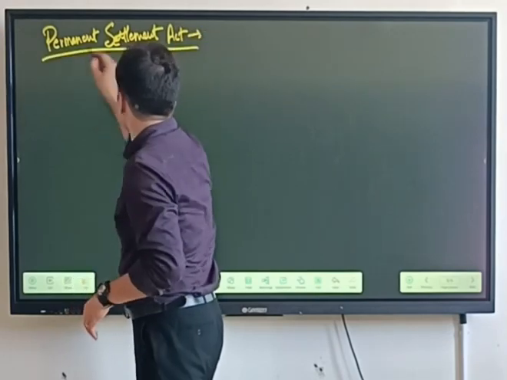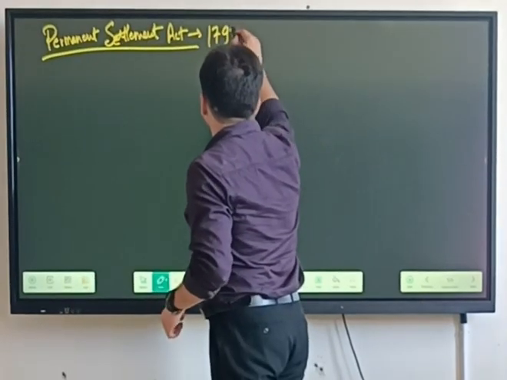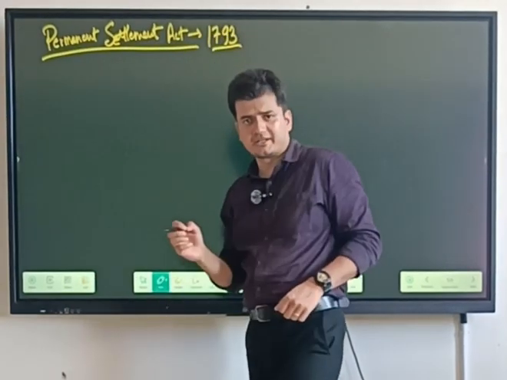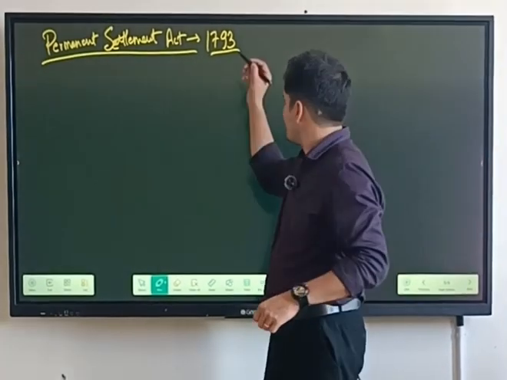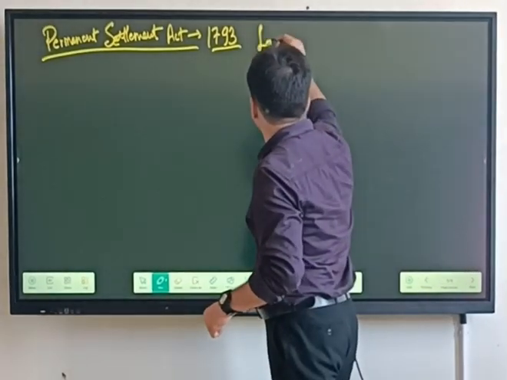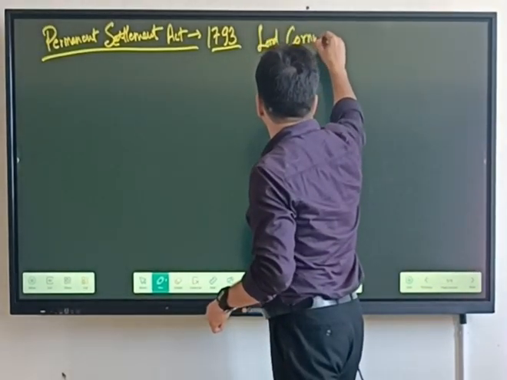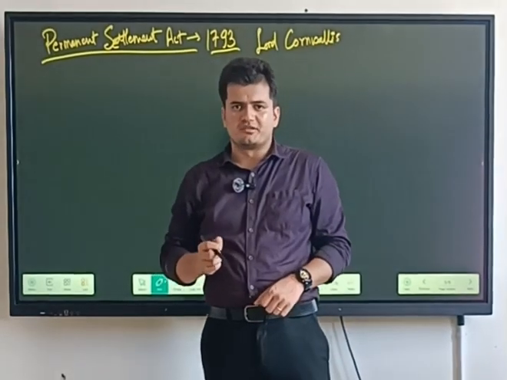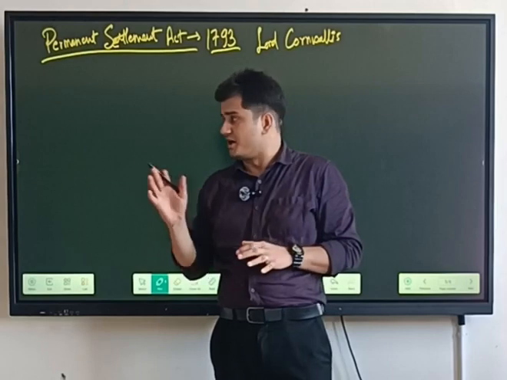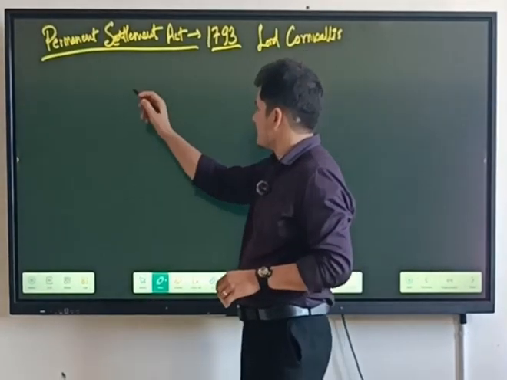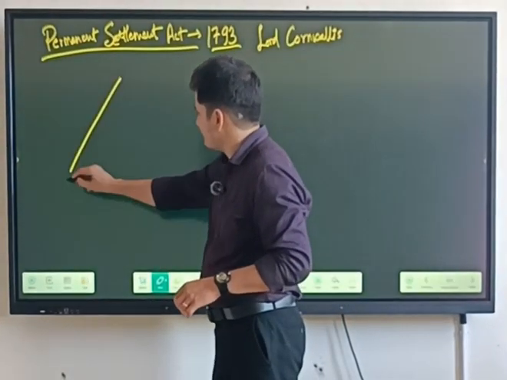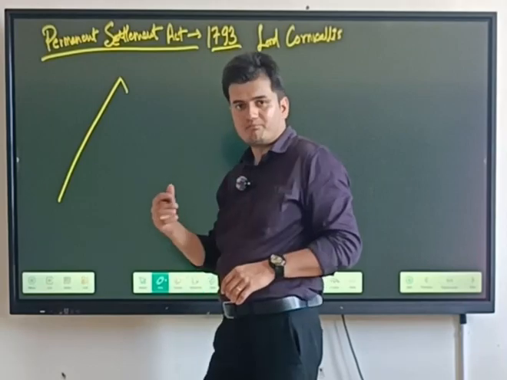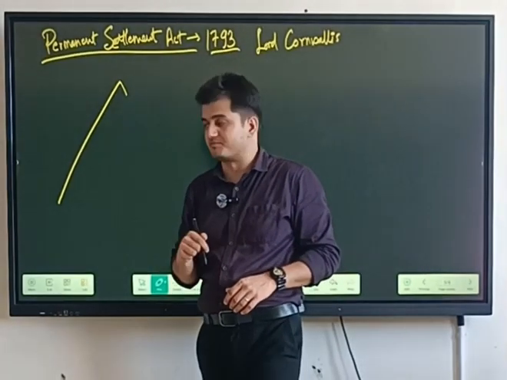And it was introduced in 1793. At that time, the Governor General of India was Lord Cornwallis. So he is the person who introduced this system, in which, so first of all we have to understand what was the system before the Britishers introduced this system.